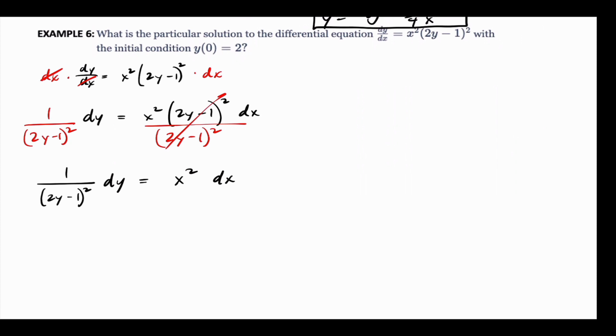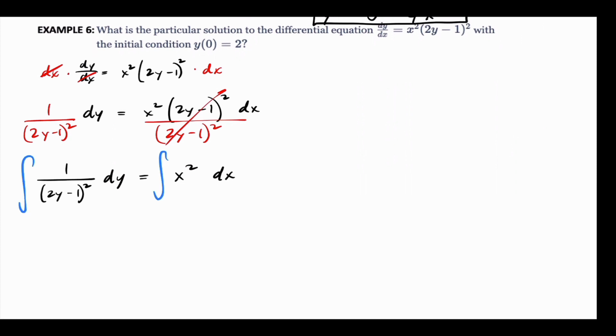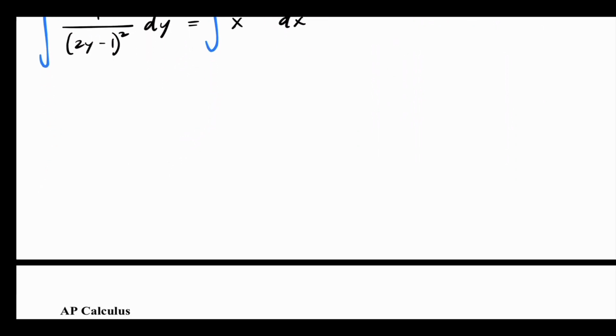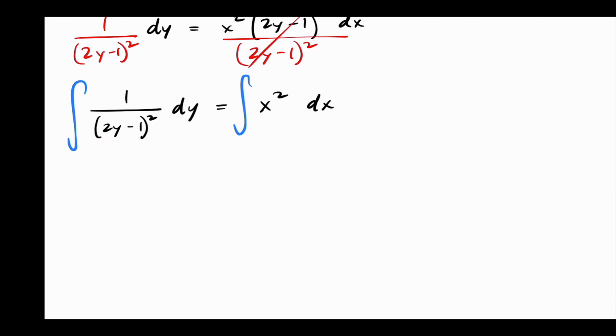Everything with a y is to the left of the equal sign. Everything with an x is to the right. Step 1 is done. Step 2 said integrate. Well, one side's pretty easy. This side, the right side, is just going to be 1/3 x to the third plus c, right?